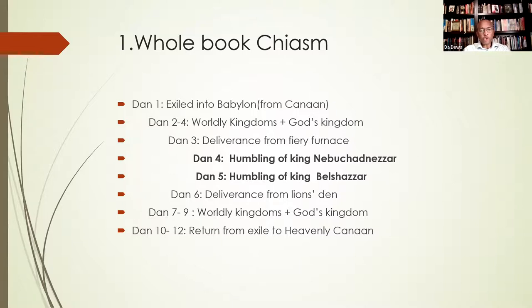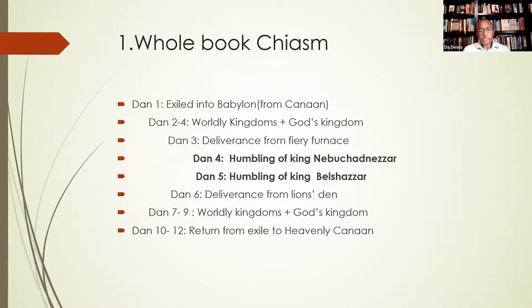And then if you go to Daniel chapter 10 to chapter 12, what you're looking at here is exiles returning to Canaan. And this time it's the heavenly Canaan that is spoken about in Daniel chapter 12. So you find that the whole book of Daniel is actually written as a chiasm.